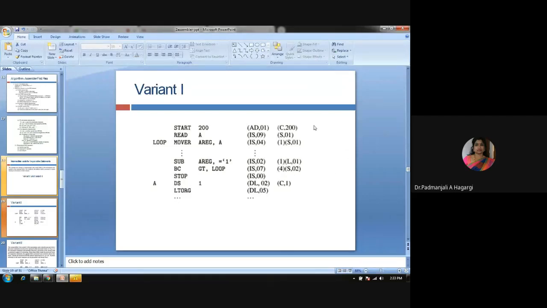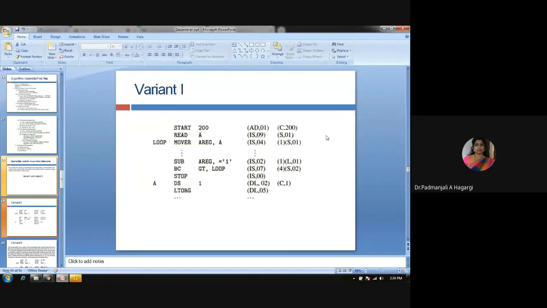Now how do we form the object code here? We write here only 01. Why? For start. Assume for start, 01 comma 200 is the object code. Now the next line: 09 comma 01. 09 is for read, and 01 is for A.